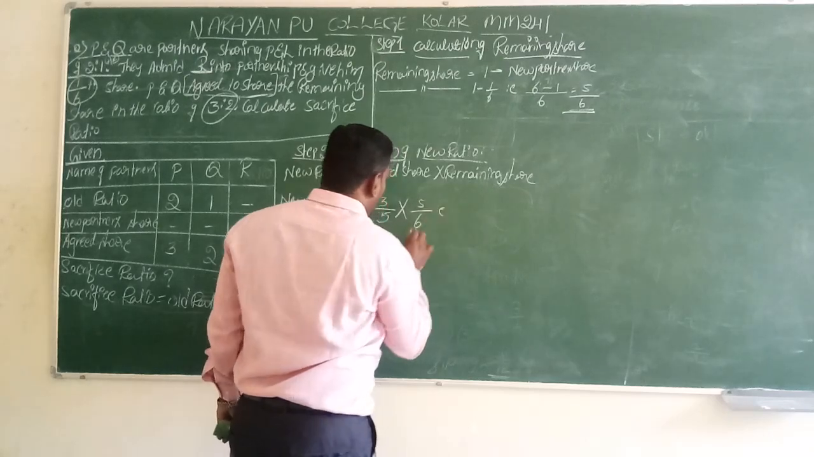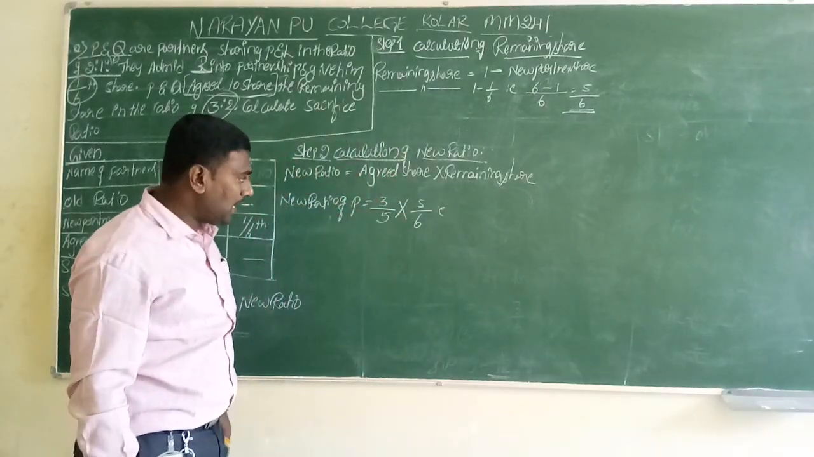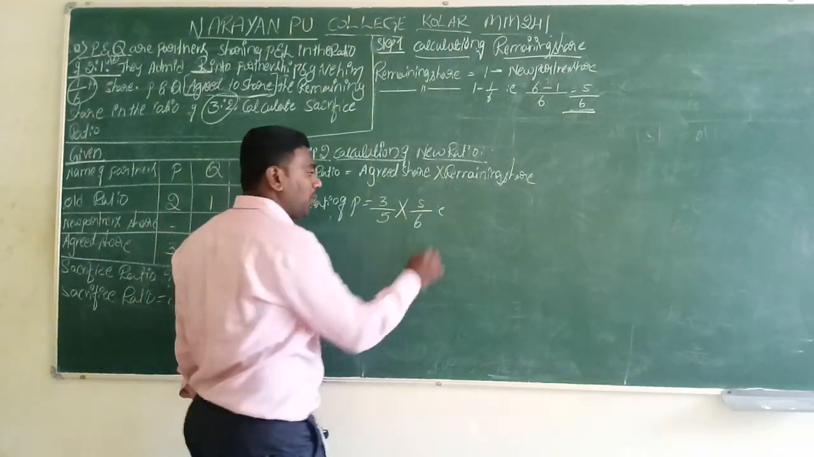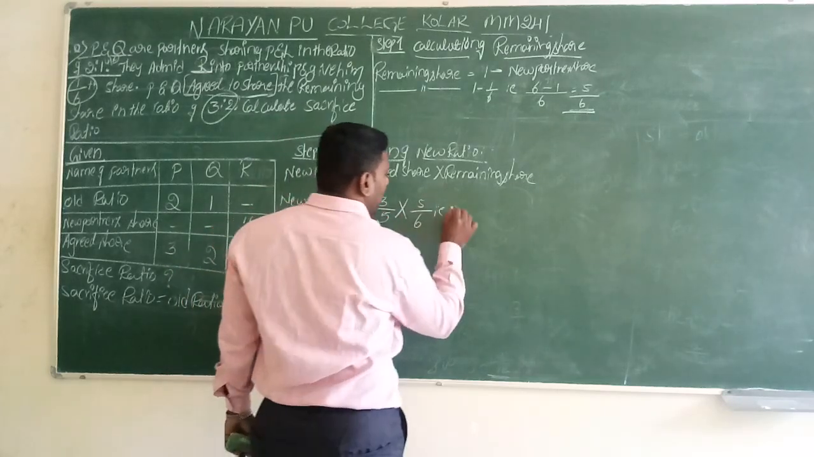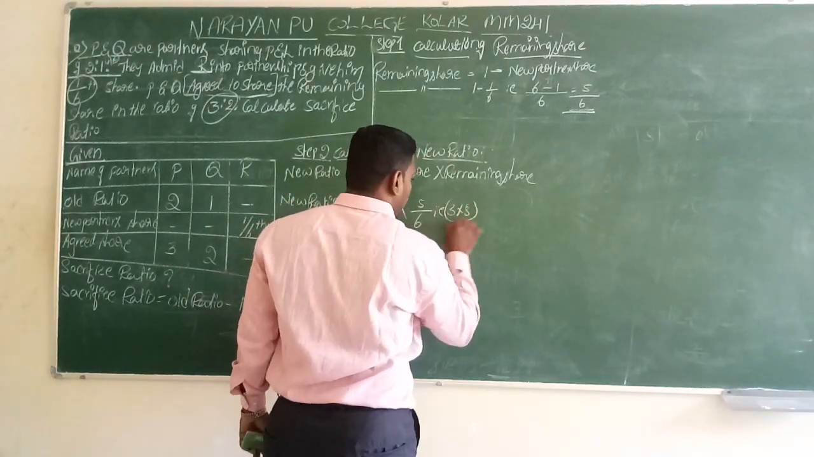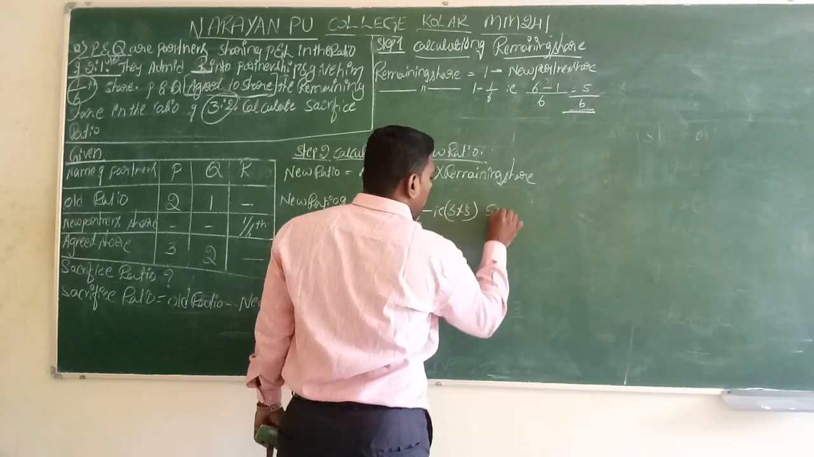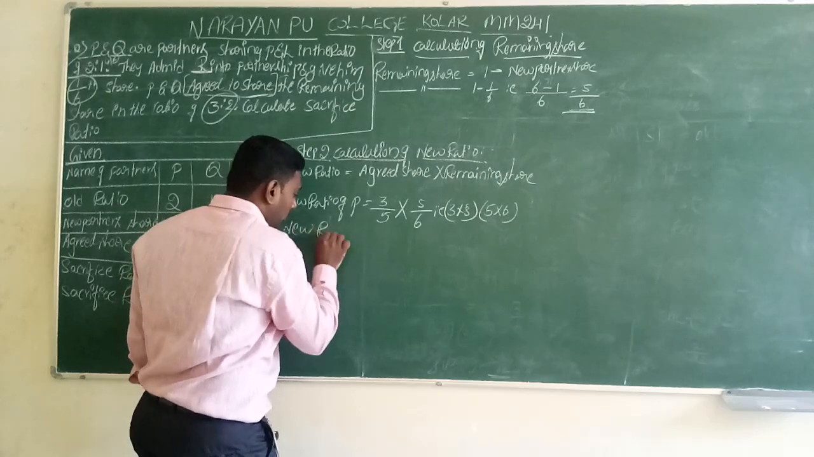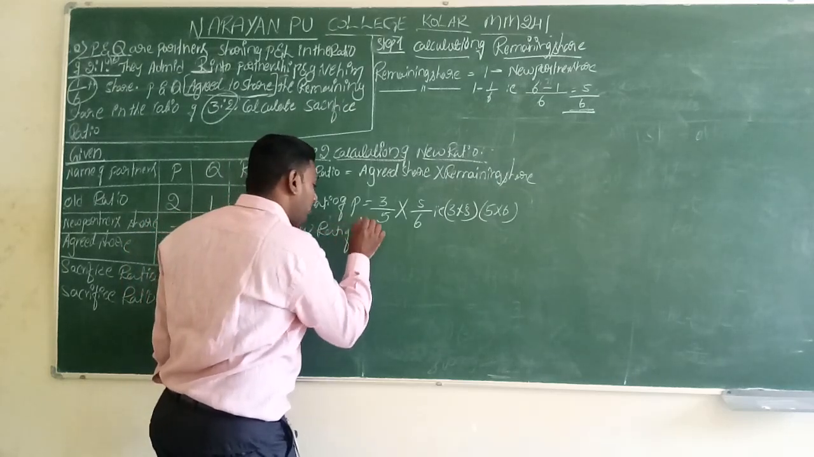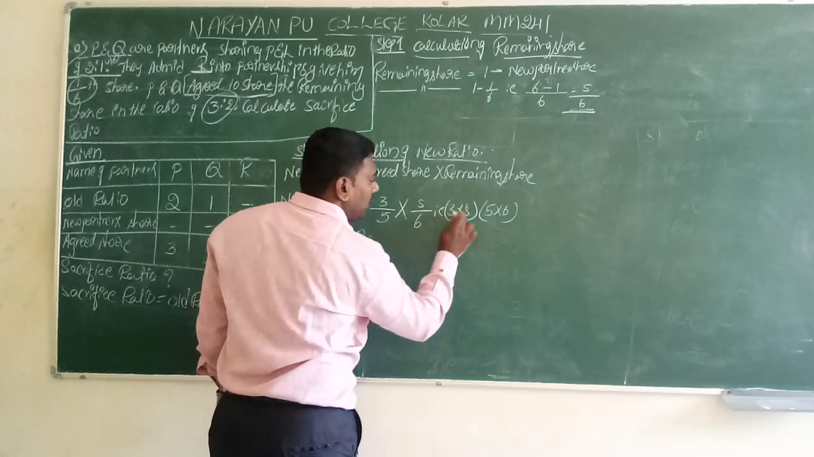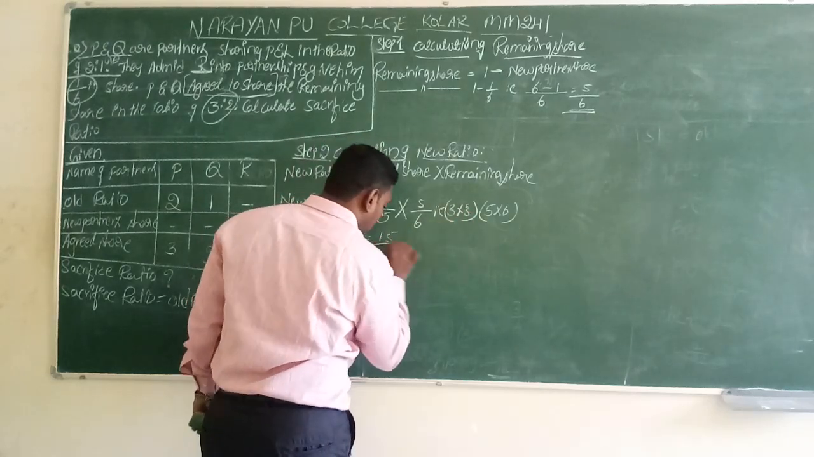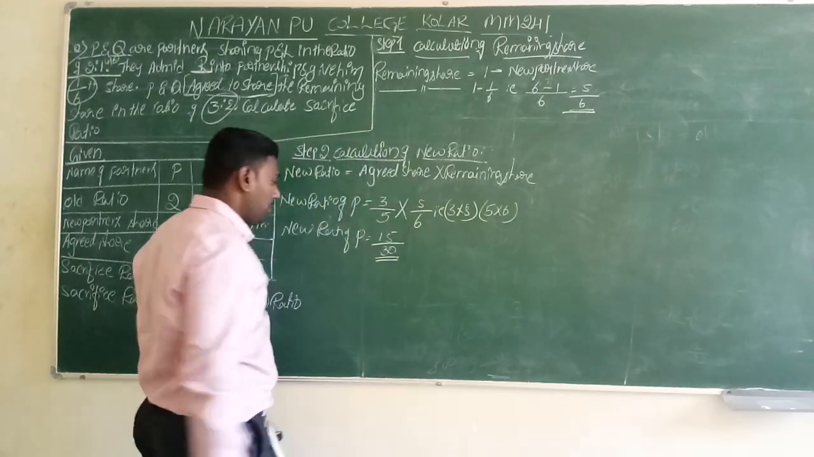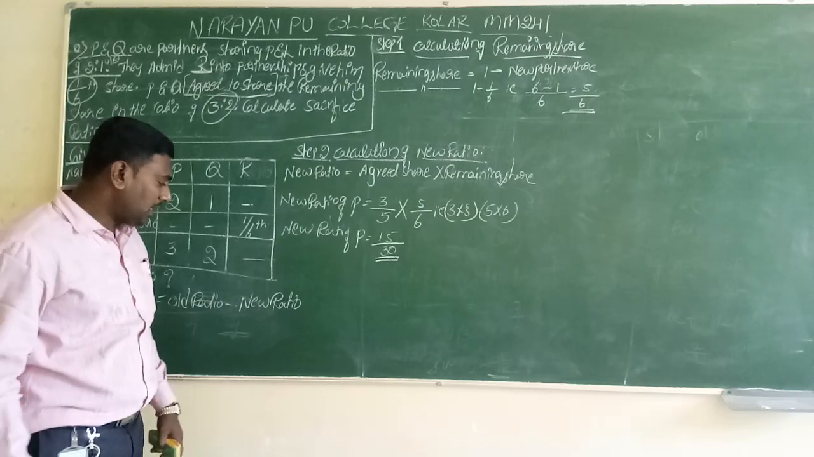When the multiplication symbol has come between the two fractions, it means we directly multiply numerator to numerator, denominator to denominator, that is 3 into 5 and 5 into 6. New ratio of P is equal to 3 5s are 15 divided by 6 5s are 30. The new ratio of P is equal to 15 divided by 30.